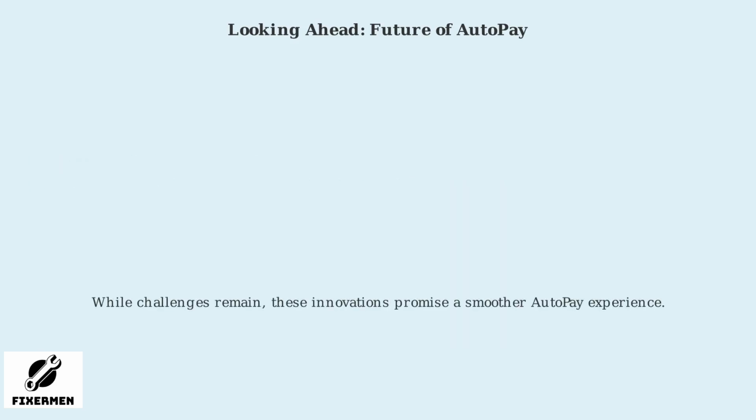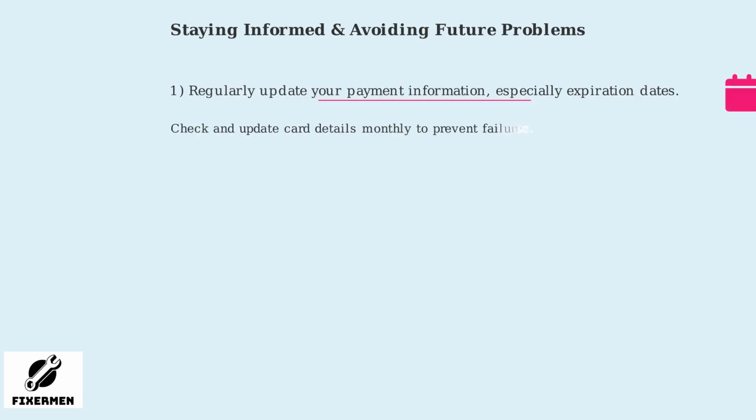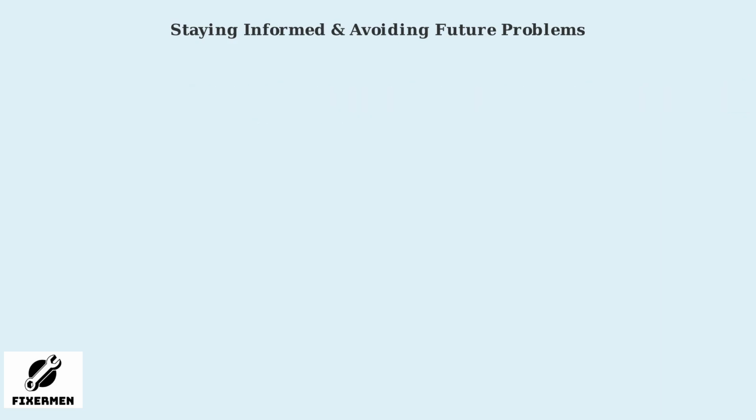While some issues persist today, T-Mobile's investments in these solutions will lead to a much smoother billing experience in the future. To minimize AutoPay hassles, stay proactive by regularly updating your payment information, especially expiration dates. Check and update card details monthly to prevent failures.